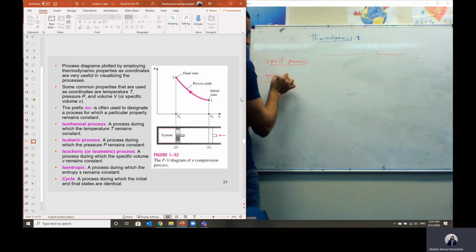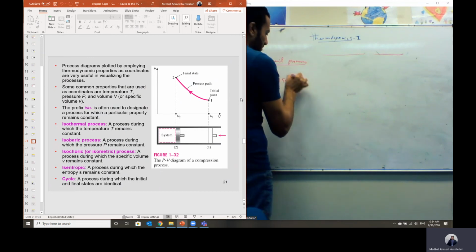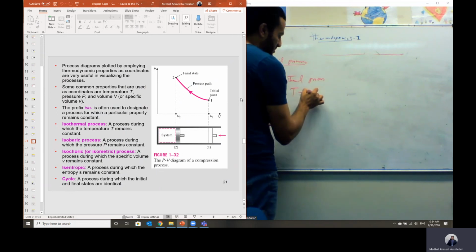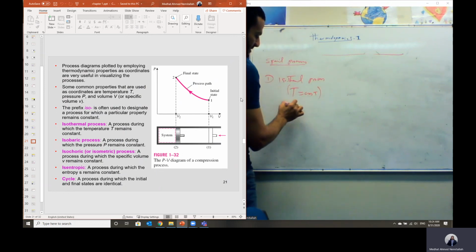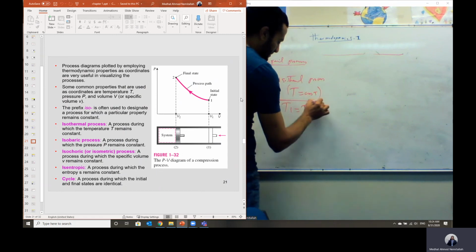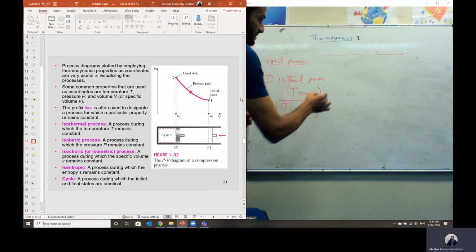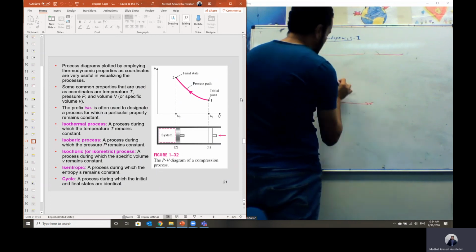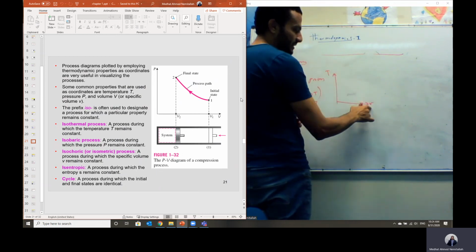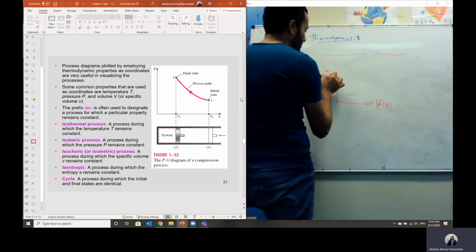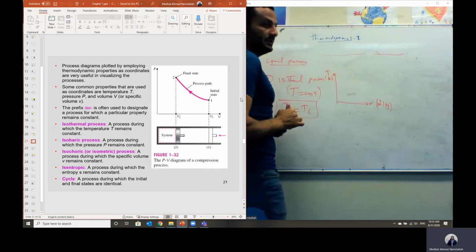We have, first of all, the isothermal process. Isothermal means the temperature throughout this process is constant, so the temperature at the initial state, T1, is the same as T2. We can represent this process on a temperature, specific volume diagram. Specific volume is in meter cubed per kilogram, and temperature in Kelvin.